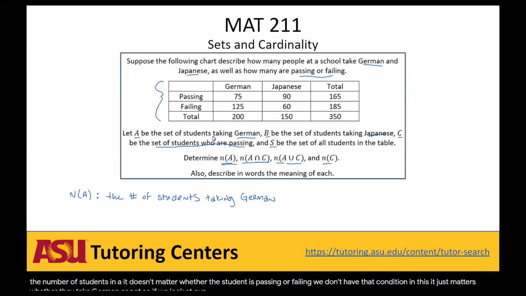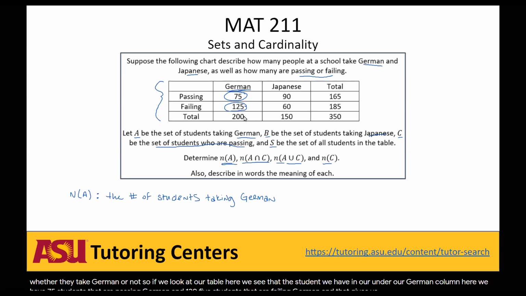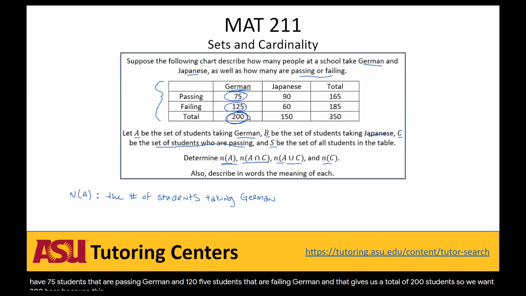So if we look at our table here, under our German column, we have 75 students that are passing German and 125 students that are failing German. And that gives us a total of 200 students. So we want 200 here because this is the number of total students in German, regardless of whether they're passing or failing. So let's write this up in the corner. N of A is equal to 200.